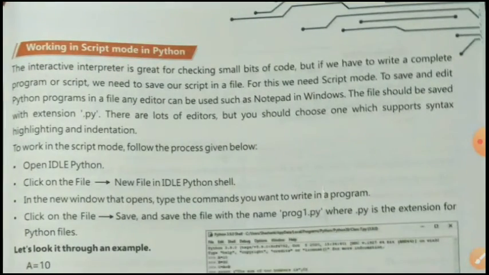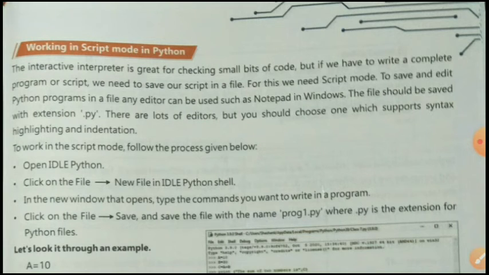Next, working in script mode in Python. Now I'll tell you about the script mode. The interactive interpreter is great for checking small bits of code, but if we have to write a complete program or script, we need to save our script in a file. For this, we need script mode. To save and edit a Python program in a file, any editor can be used, such as Notepad in Windows. The file should be saved with the extension .py.